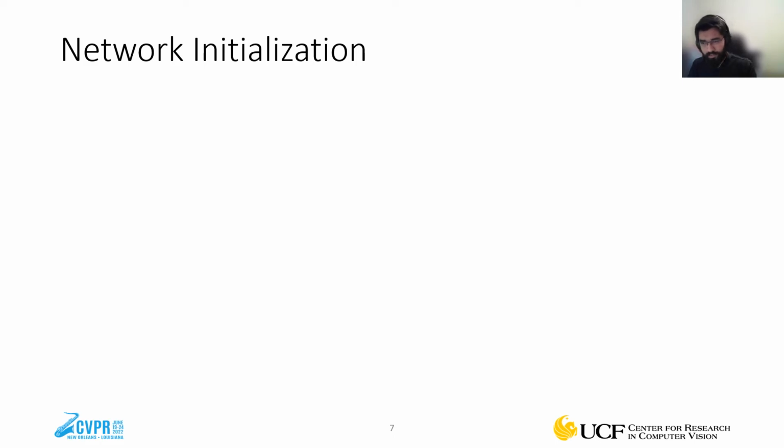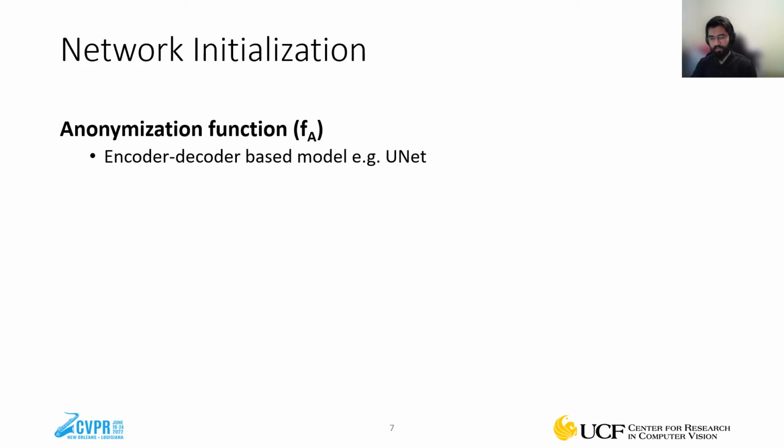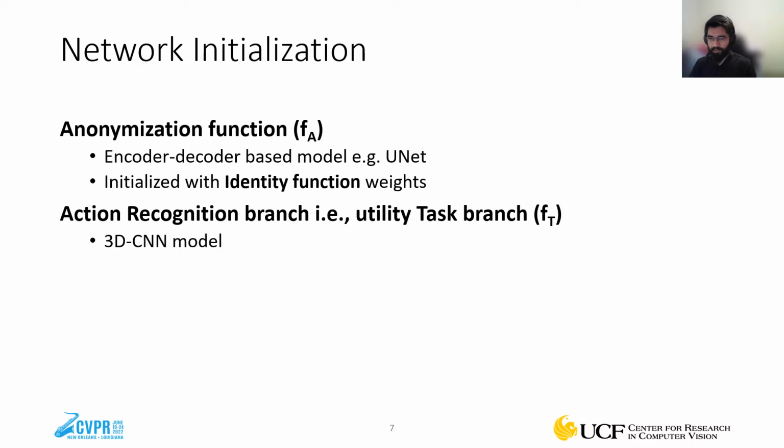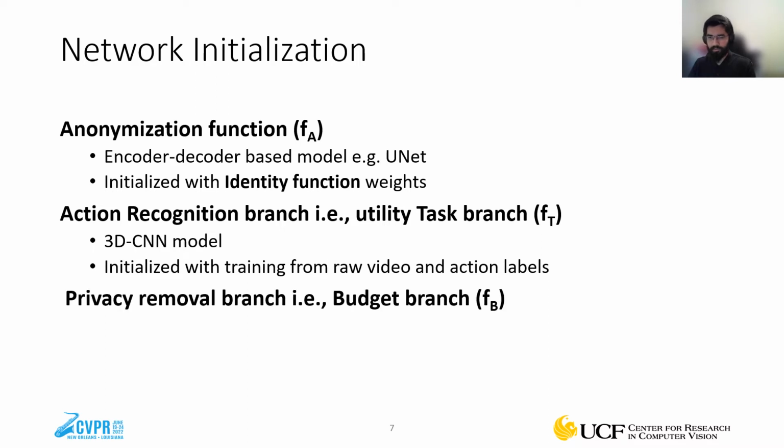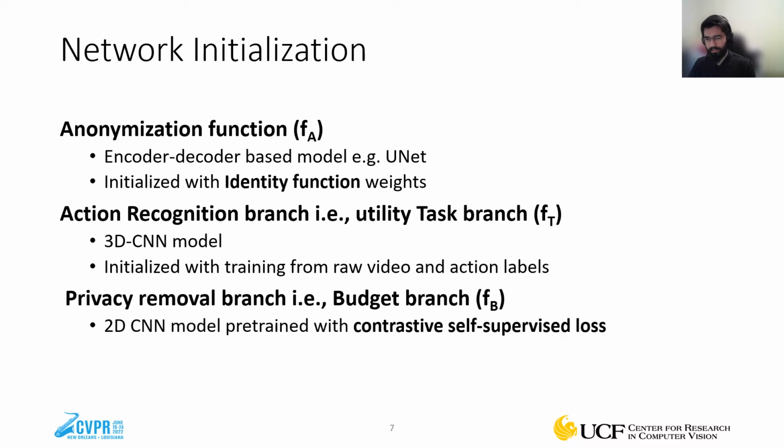So the first step is network initialization. The anonymization function FA is an encoder-decoder based model, a UNet, which is initialized with identity weights. The action recognition branch is a 3D CNN model, which is initialized with the raw video and its action labels. And the privacy removal branch is a 2D CNN model, which is pre-trained with the contrastive self-supervised loss.